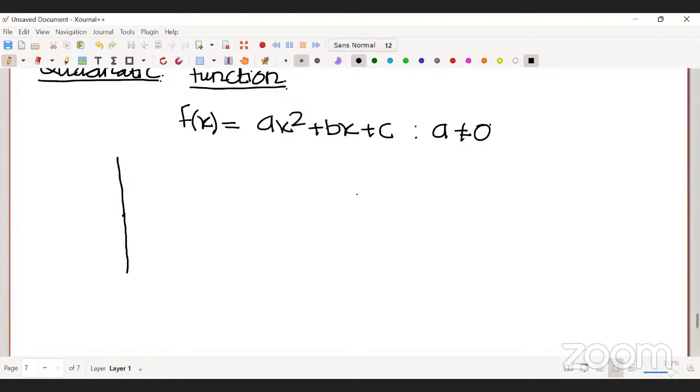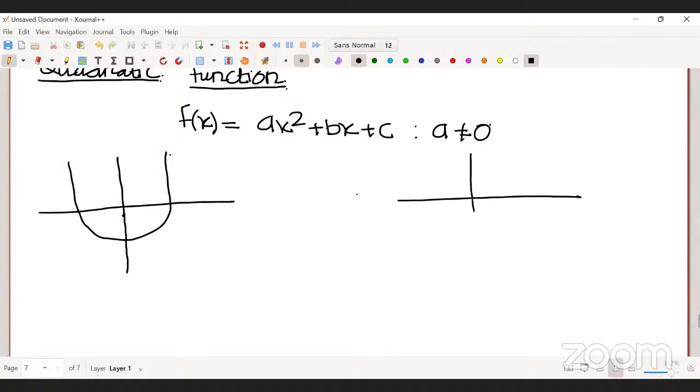So there are 2 types of quadratic function. One which opens upward, and another one which opens downward. Under what condition is the parabola opening upward? A greater than 0, sir. Leading coefficient.